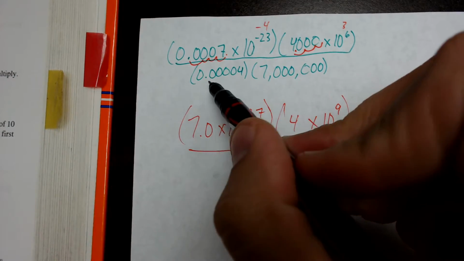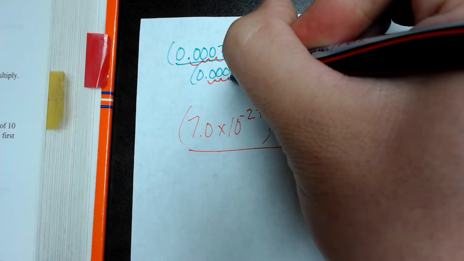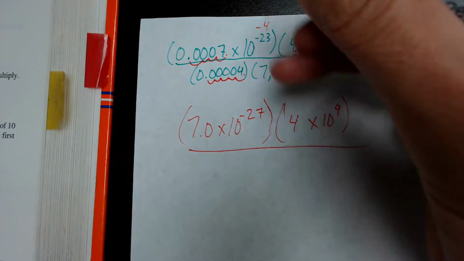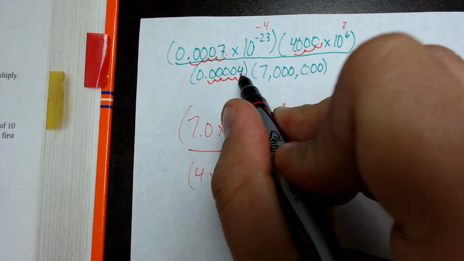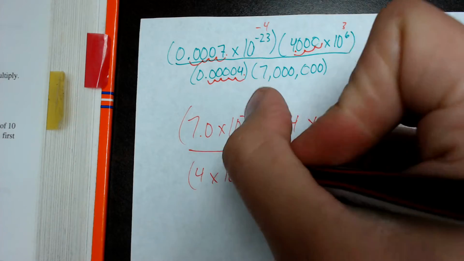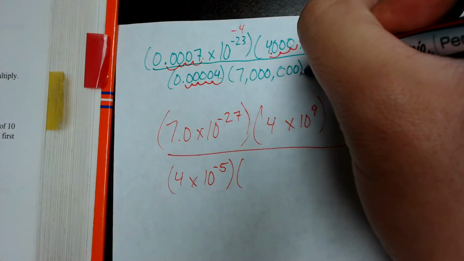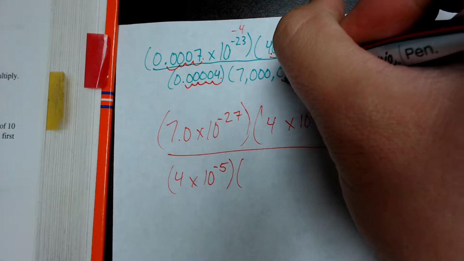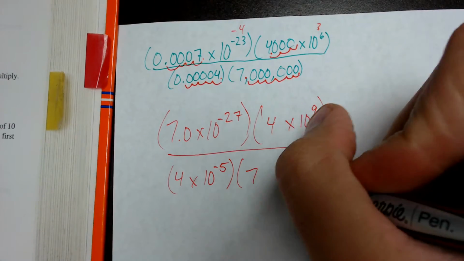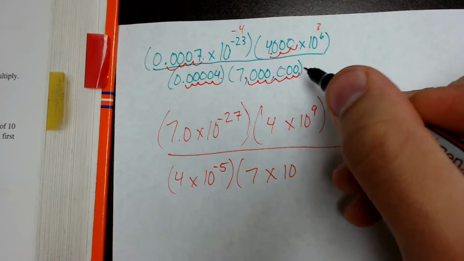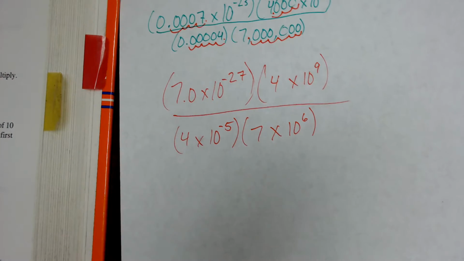In the denominator, we have 0.0004. So we move 1, 2, 3, 4 spaces to give us 4 times 10 to the power of negative 5, because we took a small number and made it bigger. Next one, 7 million. So our decimal point is all the way over here, 1, 2, 3, 4, 5, 6 spaces to get it right behind the 7. That becomes 7 times 10 to the power of 6. Positive because we took a big number and made it small.